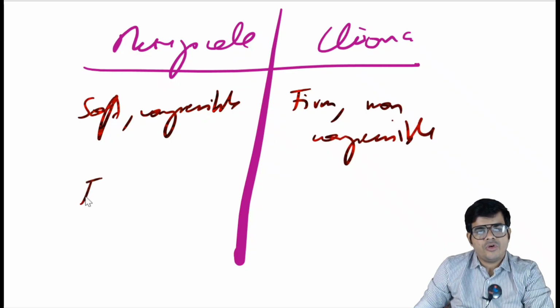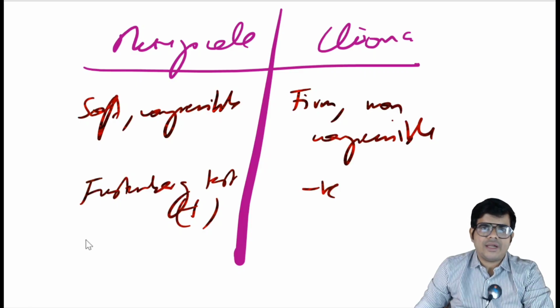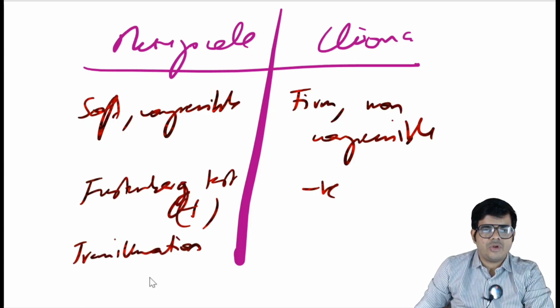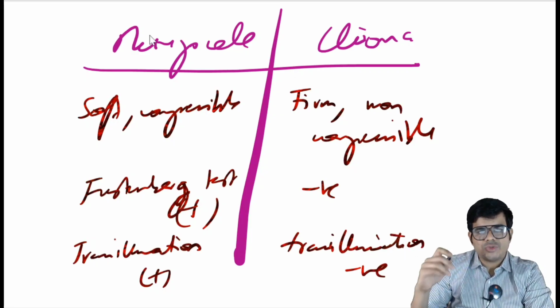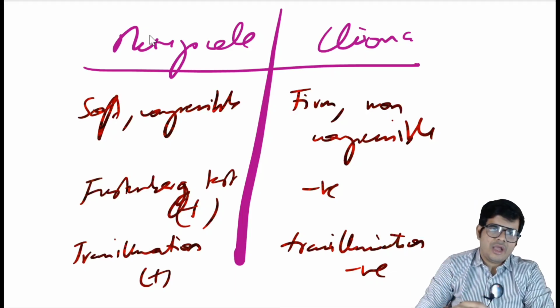And when you do Furstenberger's test, it will be positive here. Here it is negative. And what else? When you do another test, that is transillumination test, that will be positive here in case of meningocele. Here transillumination will be negative. Okay, so that's about the difference between a meningocele and a glioma.